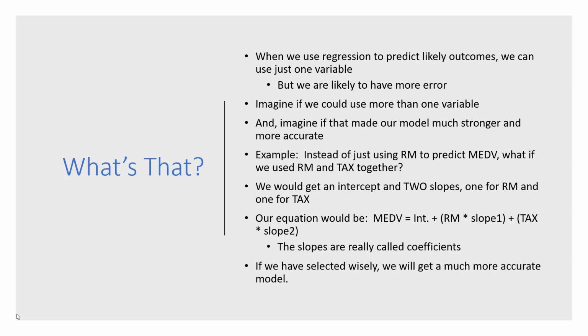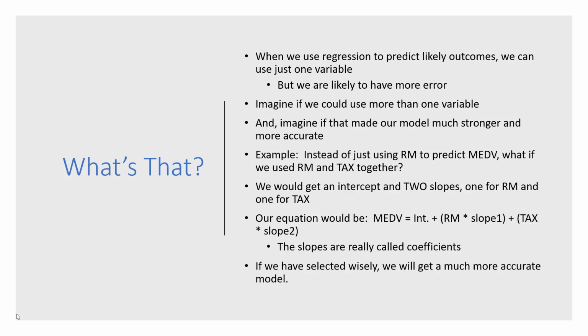So when we use regression to predict likely outcomes, we can either just use one variable, as we did with our example from Module 6, but we're likely to have more error. So imagine if we could use more than one variable as a predictor, and imagine if that made our model much stronger and much more accurate. An example from our previous module could be, instead of just using the average number of rooms to predict the median value, what if we used, in conjunction, the average number of rooms and the tax rate?